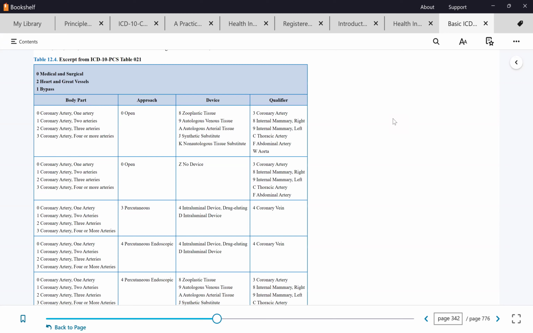And then this is where we have to read the op note carefully. It can be 1 artery, which would be body part 0. It could be 2 arteries, 2 coronary arteries, 1, and so on. The approach, believe it or not, they can do percutaneous, right? Although many times these are done open. And then in terms of the tissue, if it's a saphenous vein, autologous venous tissue, sometimes they use synthetic grafts, what have you. And then the qualifiers as discussed.